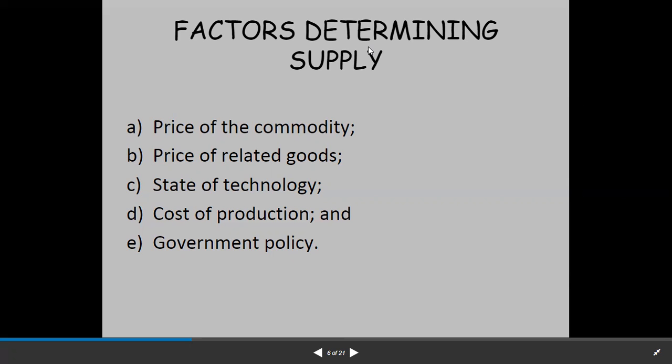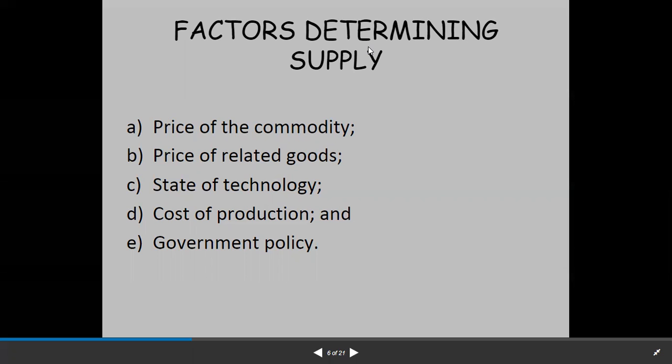Next is the price of related goods, or the price of other goods. As resources have alternative uses, the quantity supplied of a commodity depends not only on its price but also on the prices of other commodities. An increase in the prices of other goods makes them more profitable in comparison to the given commodity. As a result, the firm shifts its limited resources from the production of the given commodity to the production of the other goods. For example, an increase in the price of wheat induces the farmer to use the land for cultivating wheat in place of the other commodity, say rice.